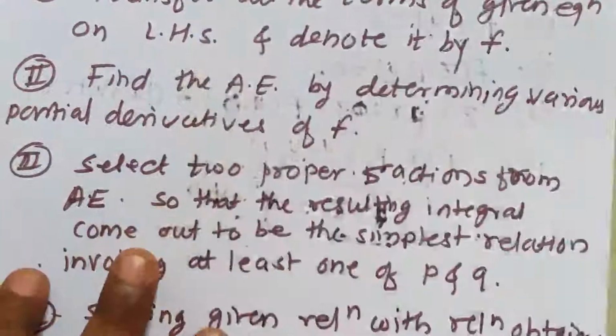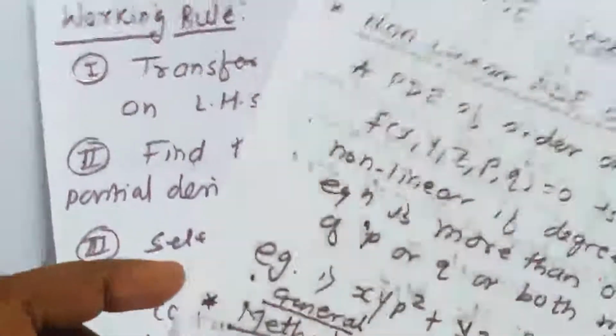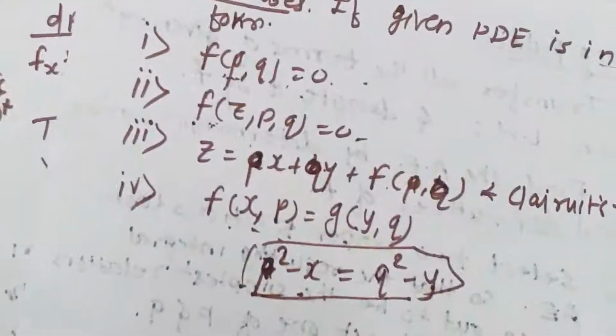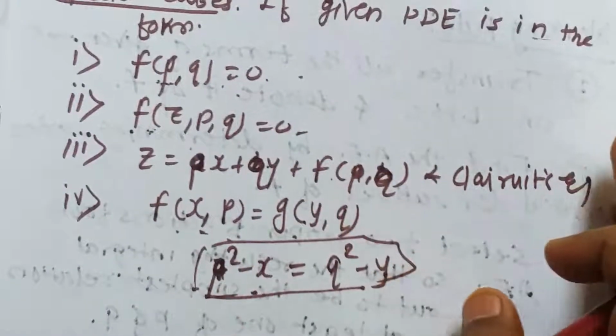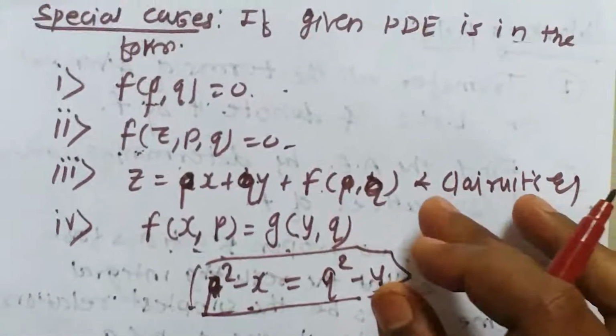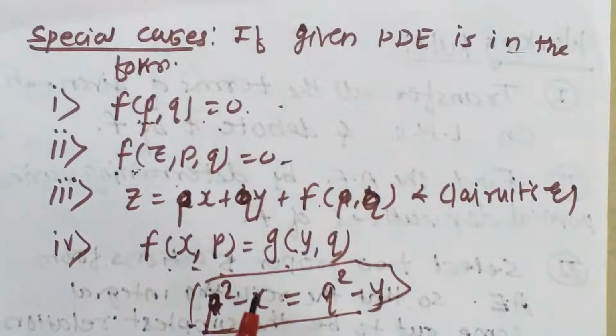Whenever your given differential equation is in one of the standard forms of this type, we apply a different process. These examples also we are going to cover in one of the lectures. In the coming lecture we are going to start with examples based on non-linear partial differential equations of order 1. Thank you.